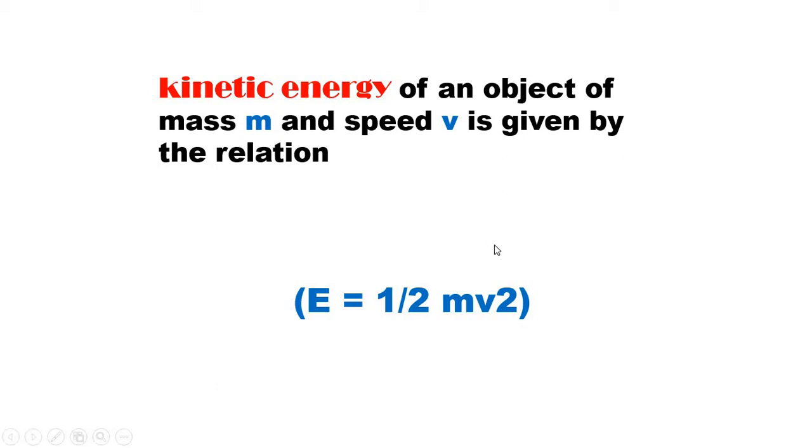Kinetic energy can be represented by this equation, where E is the kinetic energy we need to calculate, M is the mass of the object, and V is its velocity.